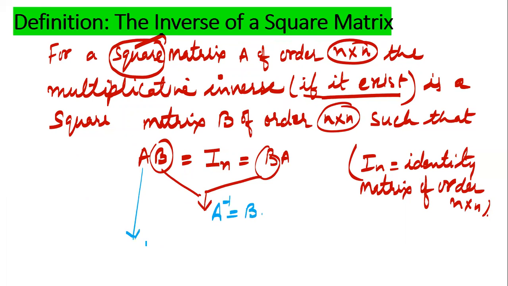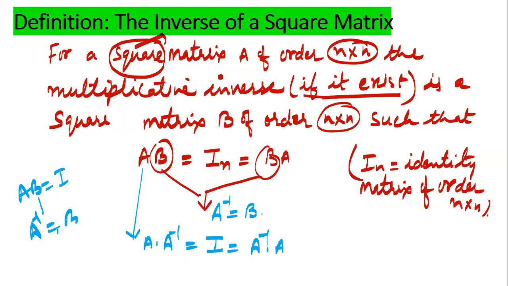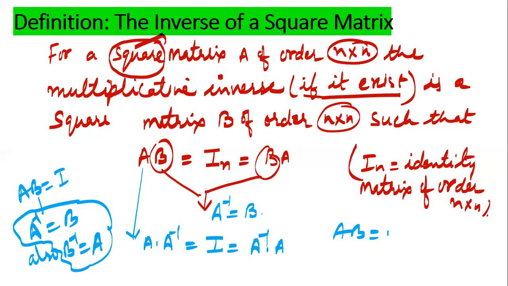It is denoted by this. Hence we can say A into A inverse equals identity matrix equals A inverse into A. If this condition is satisfied, and if we say that AB equals I, we say that A inverse is B. Also, we can write B inverse is A. If there are two matrices such that AB equals I equals BA, then these two matrices are inverse of each other.